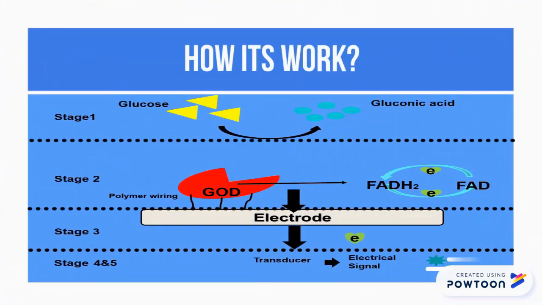The first stage involves the binding of glucose to the active site of glucose oxidase, whereby the glucose oxidase will catalyze the formation of gluconic acid, and at the same time, electrons are released. During stage 2, a redox reaction will occur at the FAD/FADH2 redox cofactor in the active site of the glucose oxidase. After that, at stage 3, the electrons are transferred from the enzyme to the electrode. Later, the electrons are passed from the electrode to the transducer, and finally, the electrical signal is produced.